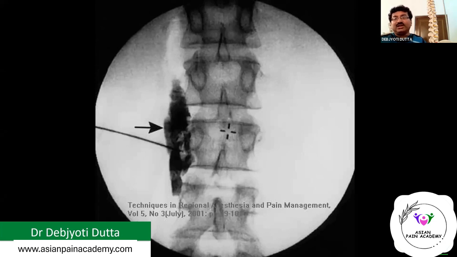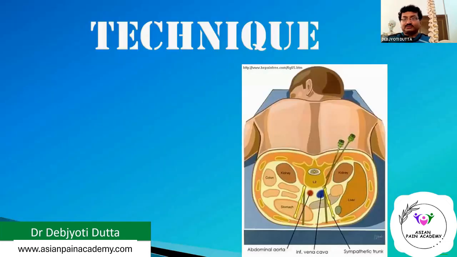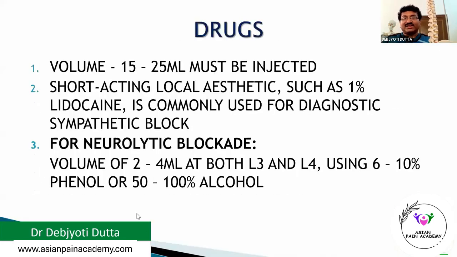If we are giving the neurolytic, then we will be injecting neurolytic drugs. I have already told these are the drugs for the diagnostic. Usually one level we do, and if it is giving response, then it is fine because we are giving 15 to 25 ml. That spreads over the whole area. And 1% lignocaine is commonly used for the diagnostic sympathetic block.